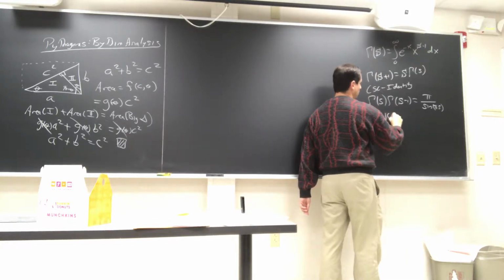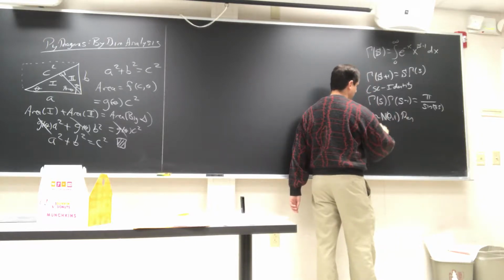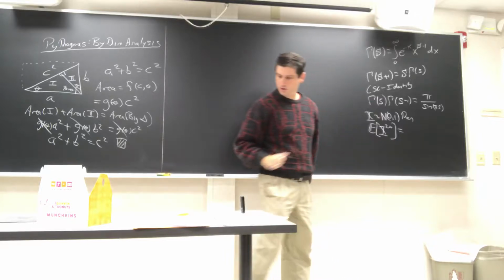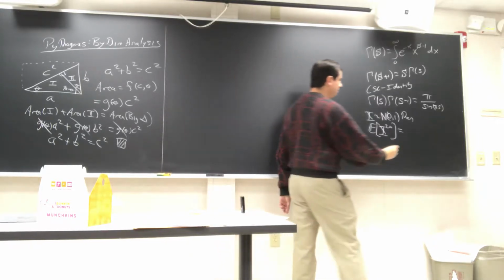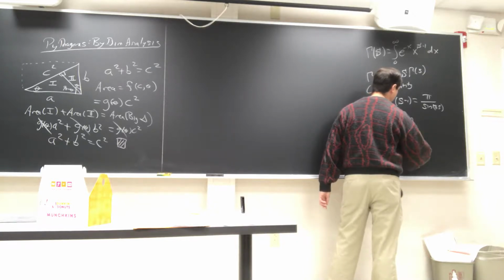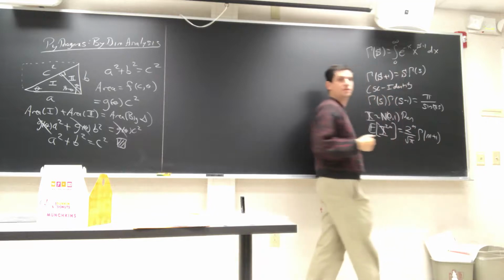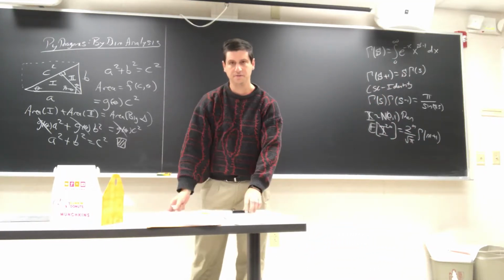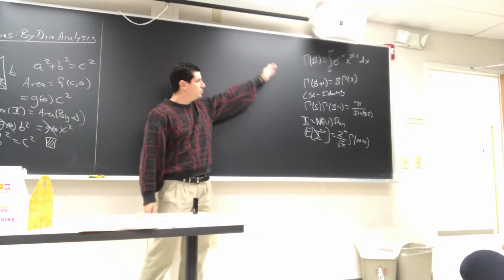If x is normal 0, 1, then the expected value of x to the 2m was equal to, I want to make sure I get my constants right, 2 to the m divided by square root of pi times gamma of m plus 1/2. Right. So here are a couple of useful identities.